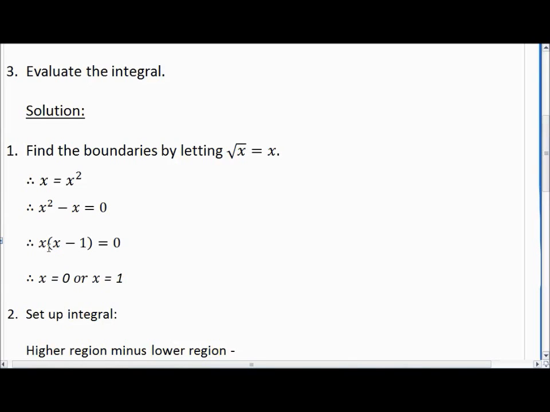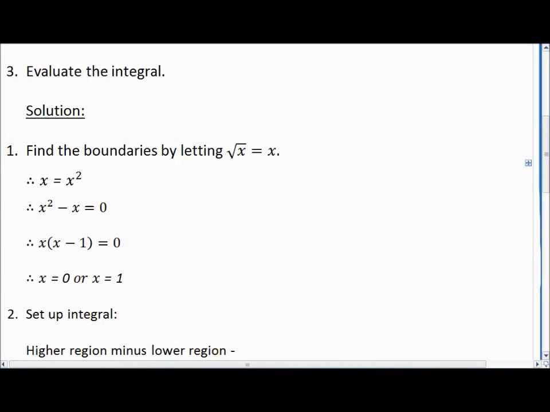We factorise in terms of x, and then we have these two equations to solve, which we do via the null factor theorem. So we can see quite clearly that for this to be true, either x must equal 0 or x minus 1 must equal 0, in other words x equals 1.